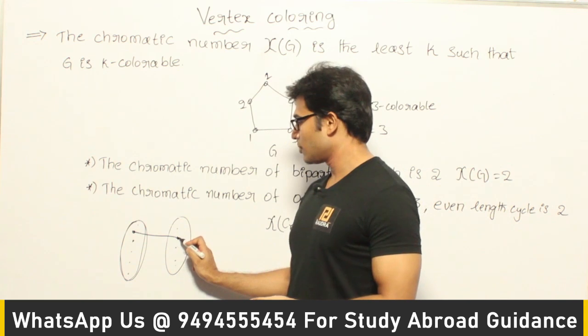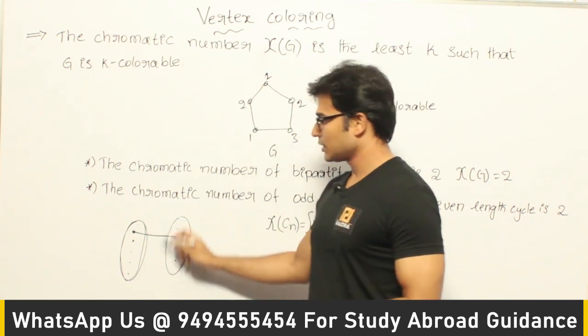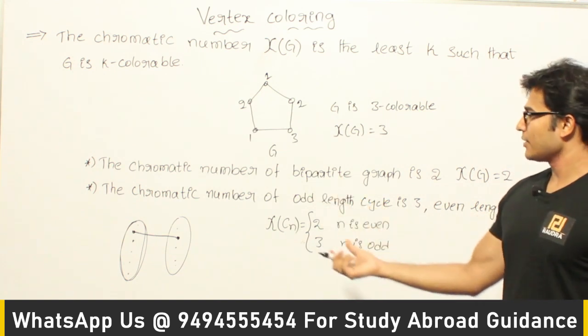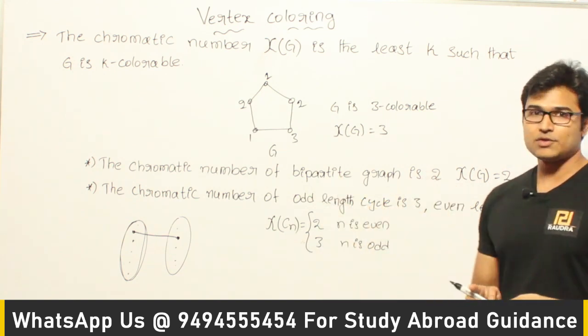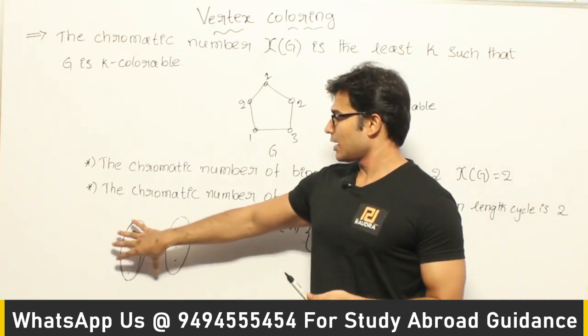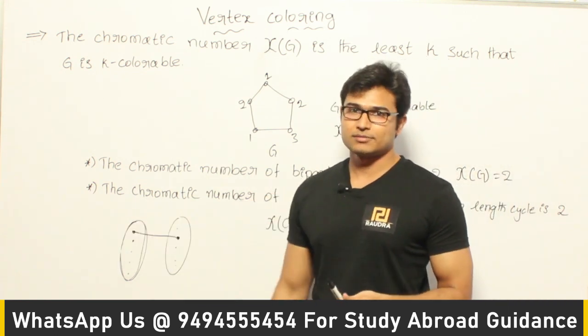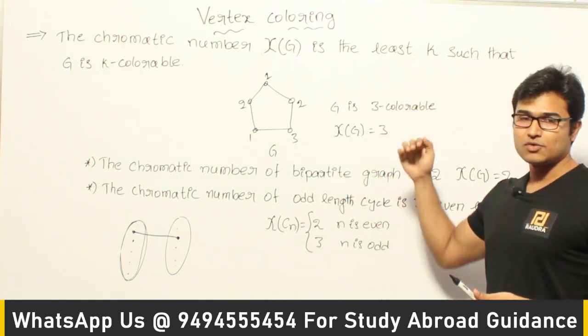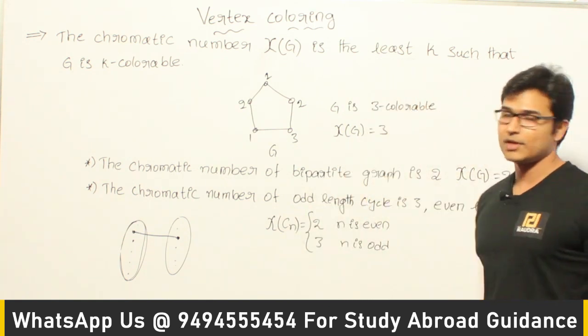Therefore, in order to maintain a proper coloring, give one color to this side, one color to this side, and you can color the entire graph using 2 colors. That is why the chromatic number is 2. So what does it mean? You will never be able to color it using one color. Got it? That is the meaning of the chromatic number. Once you get the chromatic number, you should not be able to color it using fewer colors.